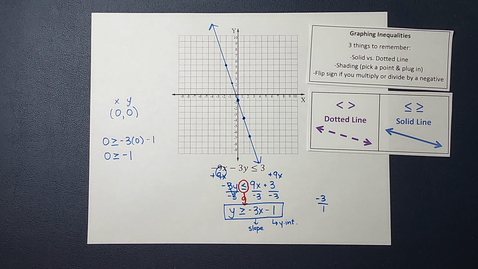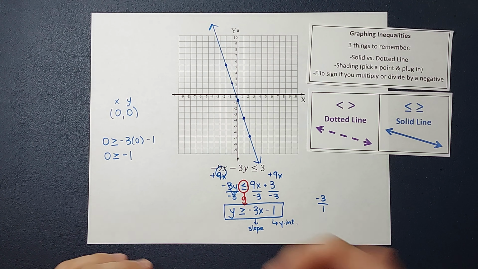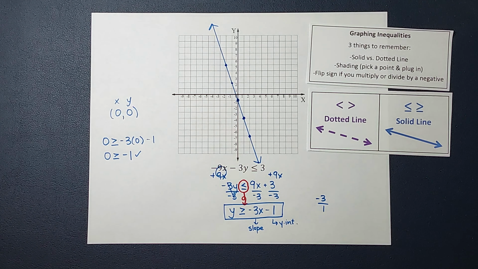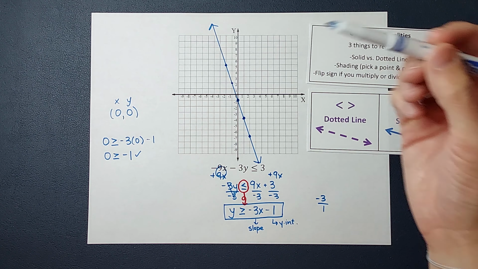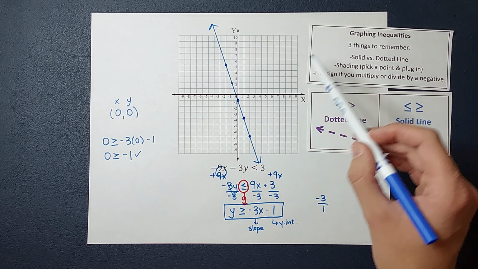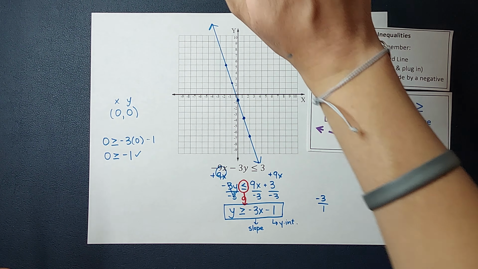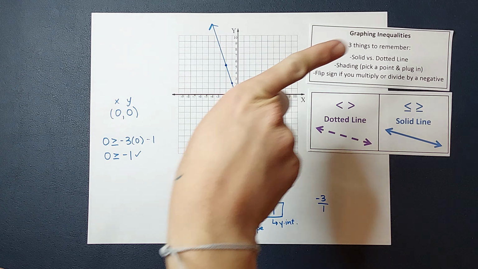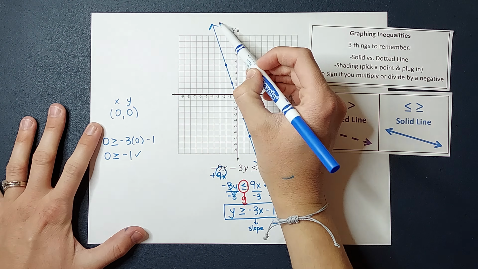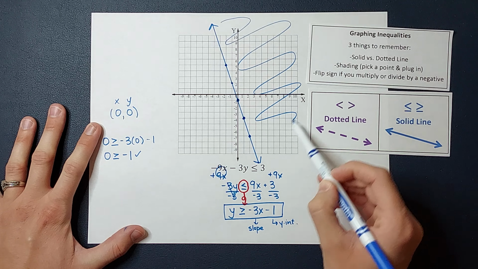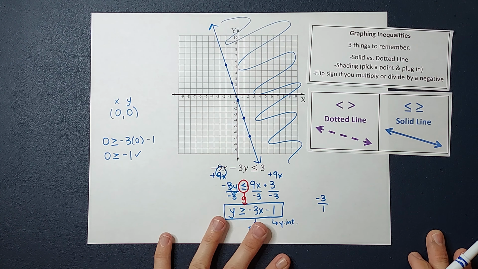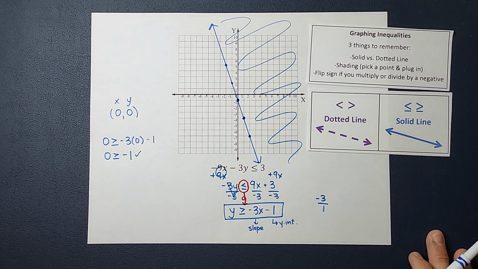This is where I stop and ask myself, is that true? Is 0 greater than or equal to -1? Yes, it is. That is true, right? So what does that mean? That means the side that contains the point I plugged in, which we plugged in 0, 0, is true. So that means all of the ordered pairs on this side, and remember, this line goes on forever. The shading goes on forever also in this direction. All the answers over here will work for this inequality.